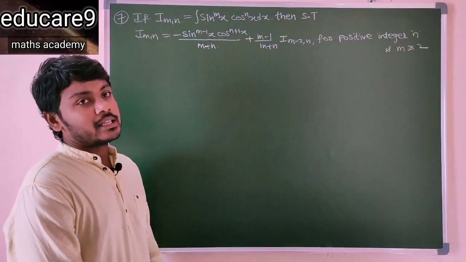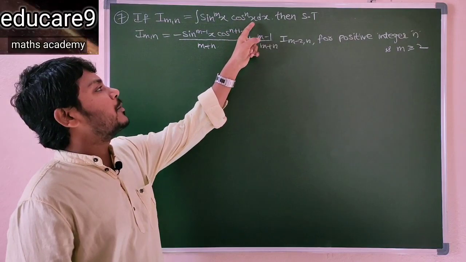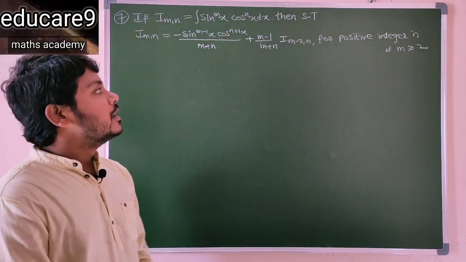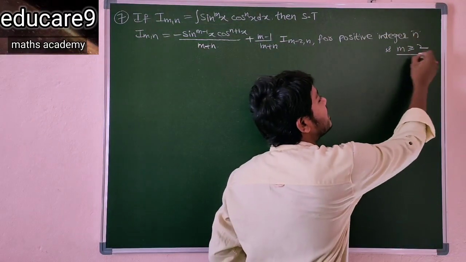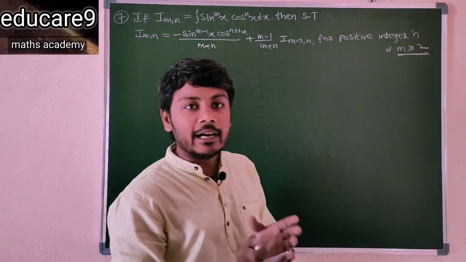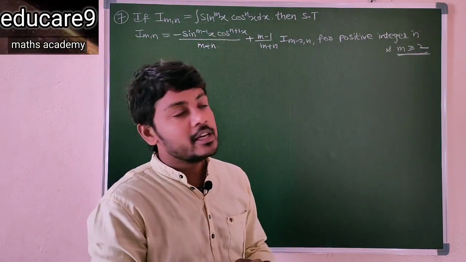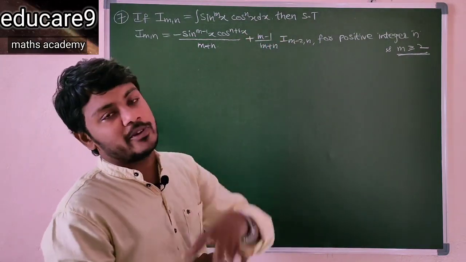So see the next one. If I(m,n) is sin^m x cos^n x dx, then show that I(m,n) value. Here for positive integer n, m is greater than or equal to 2. So here the m condition is given. So you have to change sin^m x. If n is greater than or equal to 2, so you have to change cos^n x.